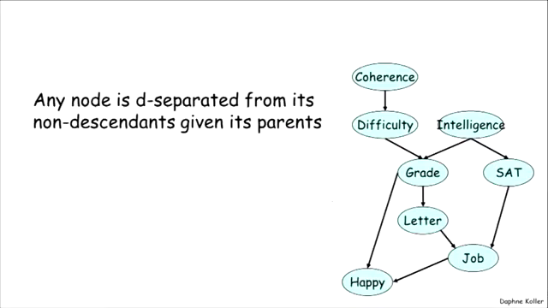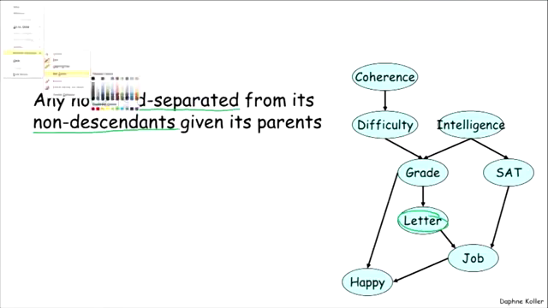So having convinced ourselves that d-separation is an interesting notion, let's look at some other d-separation statements that might hold in a graph. So one general statement that we can show is that any node in the graph is d-separated from its non-descendants given its parents. So let's look at the variable letter, and let's see what non-descendants it has that are not its parents. It only has 2 descendants. Let's mark those in blue. It's this one and that one.